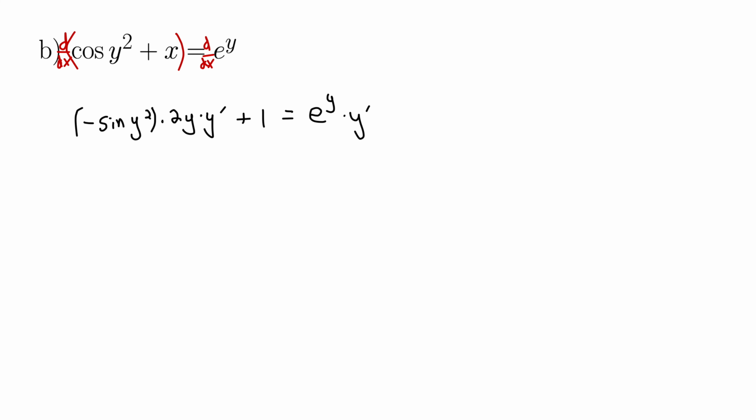Let's get all those y primes on one side, everything without a y prime on the other, then we'll factor out the y prime, and then we'll divide to solve for y prime. So I'm going to add this term to both sides. Right? That way I can keep things positive. I'll get all the y primes on the right side. Feel free to get them on the left side if you're more comfortable with that. It doesn't matter. That gives us 1 equals e to the y y prime, plus, I'll rewrite this a little bit, 2y y prime times sine y squared.